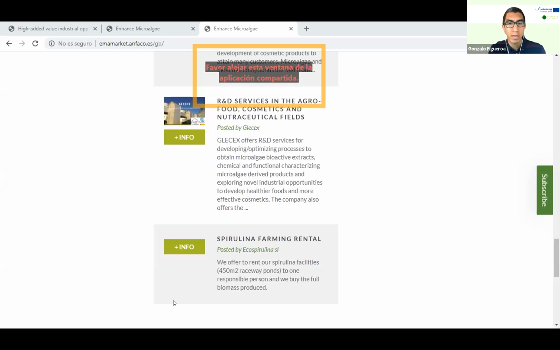One question regarding the marketplace. The project, as we have said before, is focusing on companies and institutions from the Atlantic area. But this marketplace obviously is open to the public. So is it okay for companies from outside the Atlantic area to subscribe and use the marketplace?